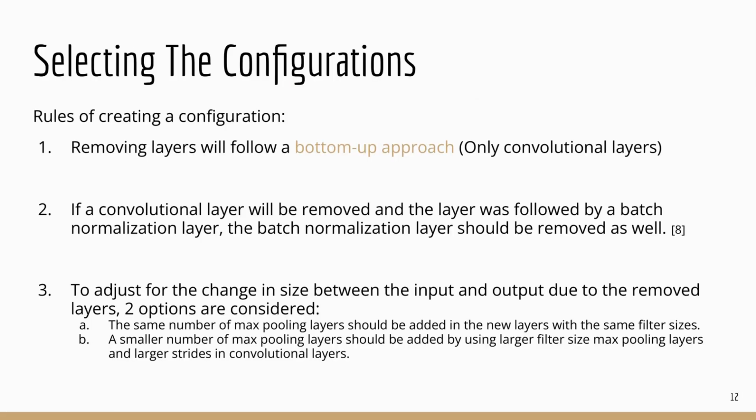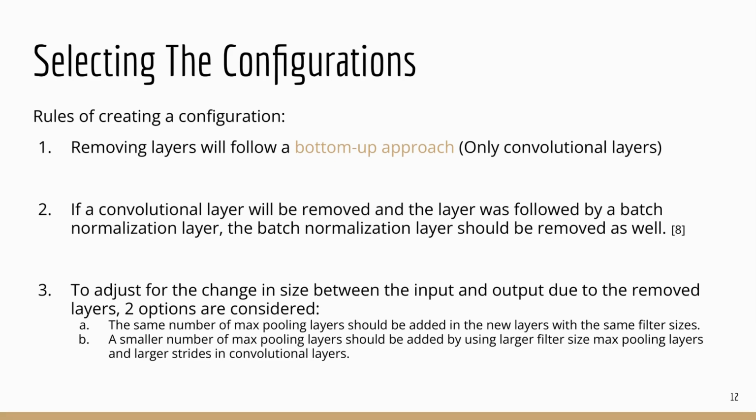So one important question that pops up is how do we select the configuration? And very simply, we have three rules. First rule is we remove layers from bottom up. So we remove layers from the bottom first and then move to the layers above them and so on. And we only remove convolutional layers.